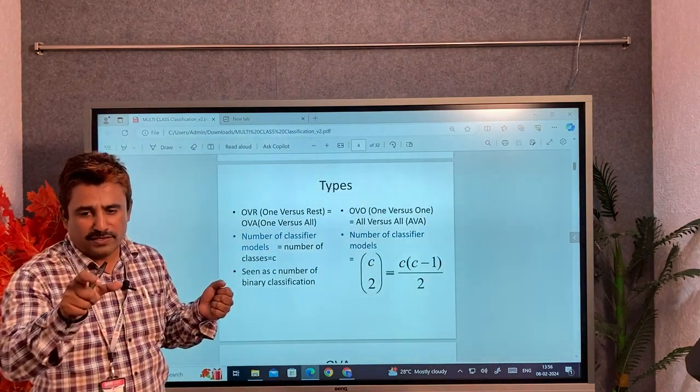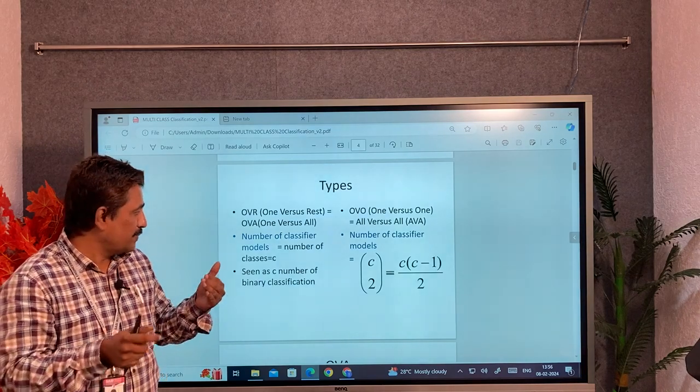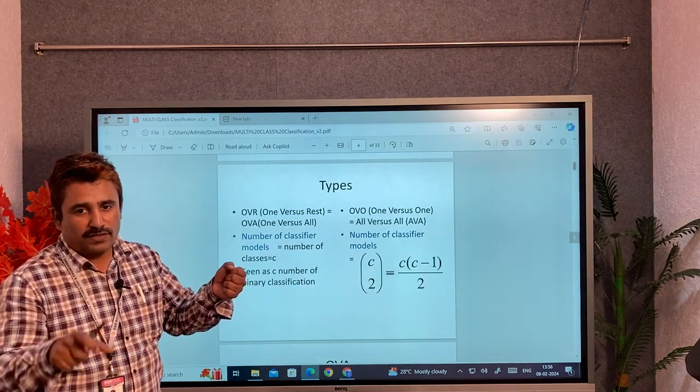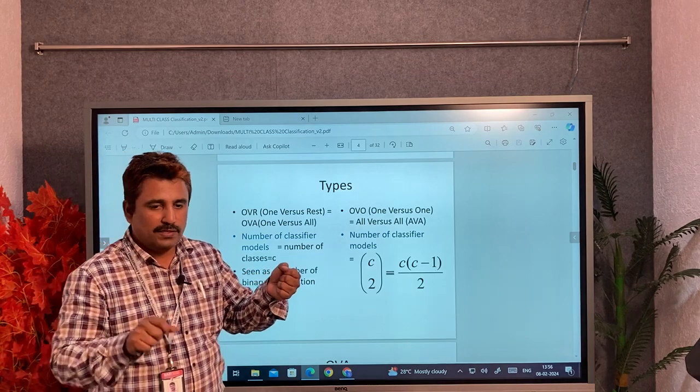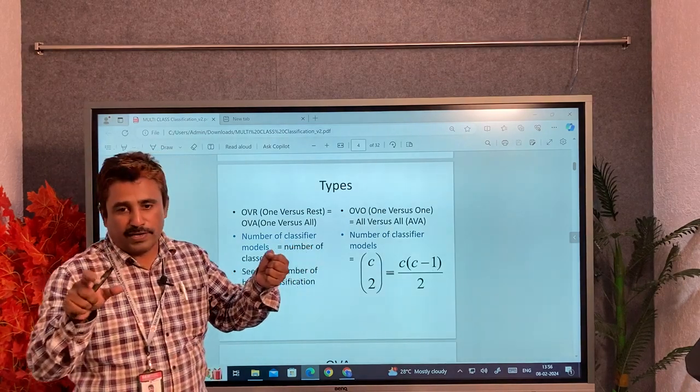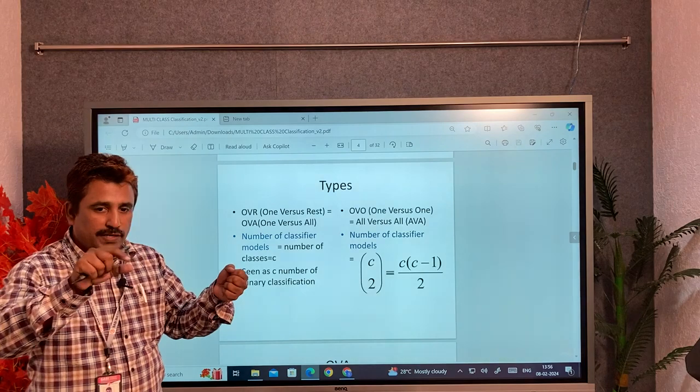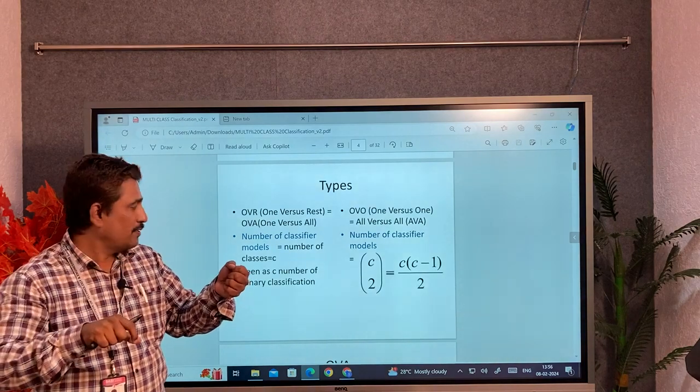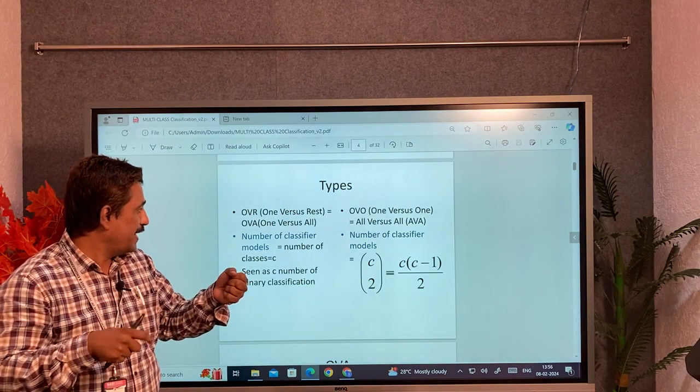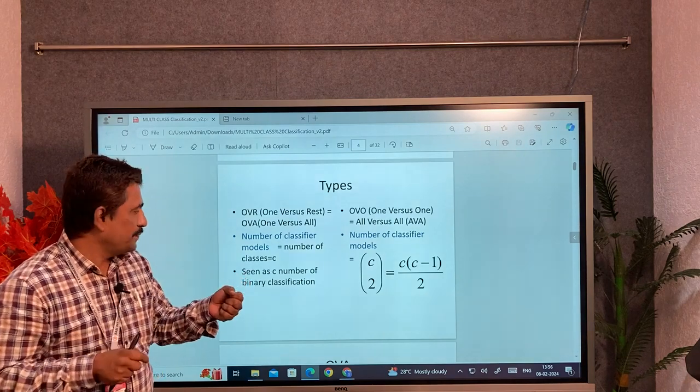Not orange covers bananas and apples. So, next step is banana versus not banana. Not banana covers orange and apples. So, next one is apple versus not apple. Not apple means it may be banana or orange. So, like that we will get 3 models.